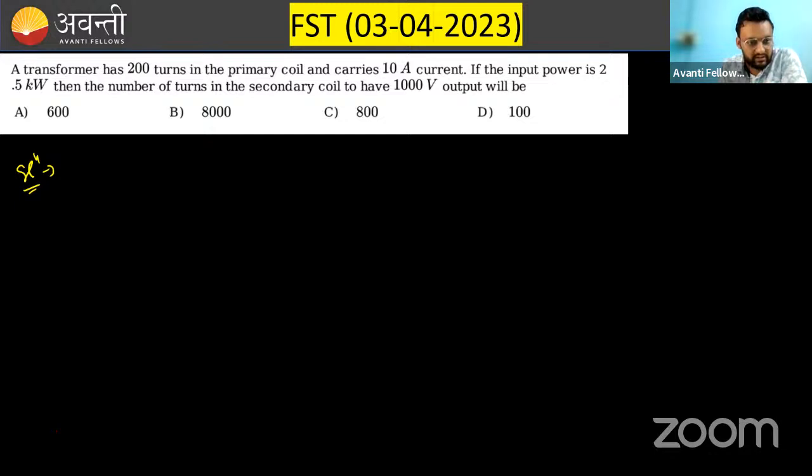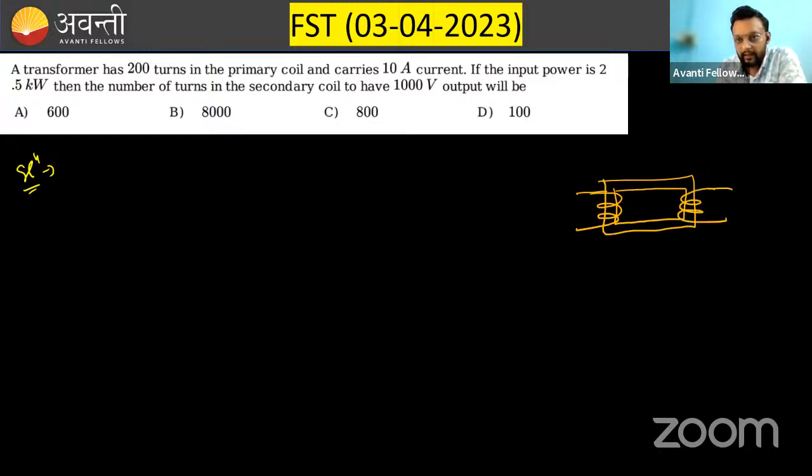So right now, what does it say? A transformer has 200 turns in primary. First of all, I will show you how a transformer looks. There is a core, something like that. And there are a few turns here, a few turns here. Some AC input is given here and some load resistor is here. This is called primary. This is called secondary. Clear?